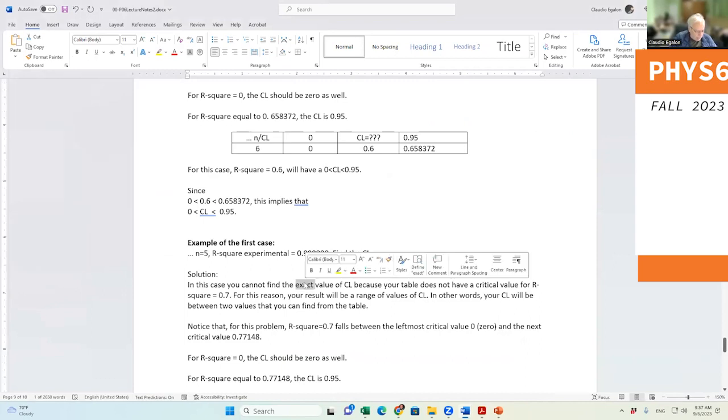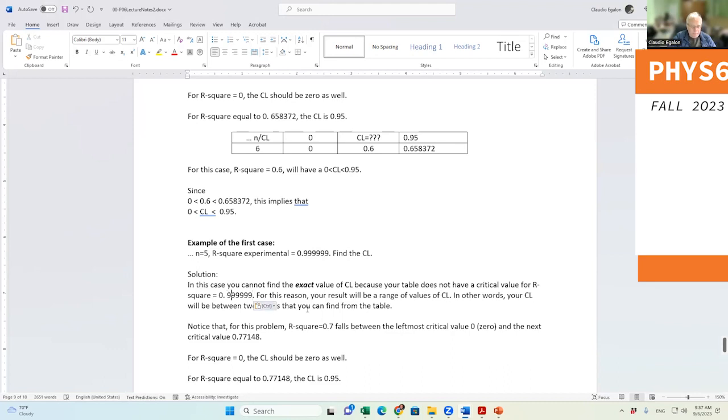I'm going to emphasize, we cannot find the exact value of CL because your table does not have a critical value for this. For this reason, your result will be in a range of values of CL. There are 2 CL values that you can find from the table. Okay?